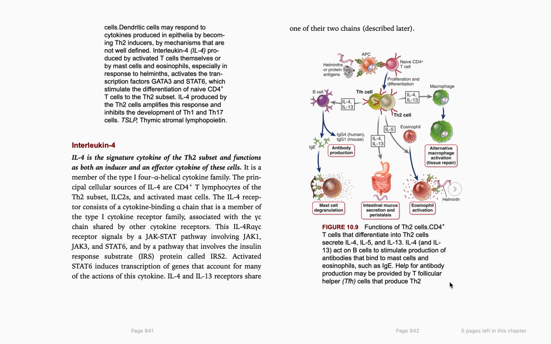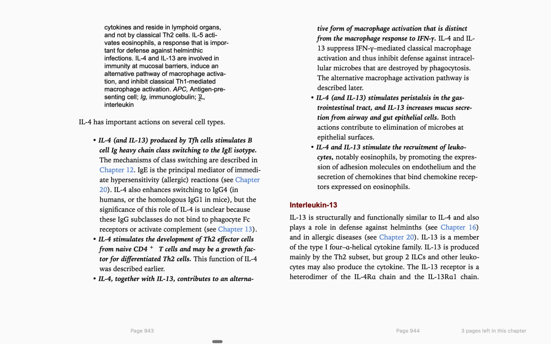So we continue here with this diagram. The cytokines reside in lymphoid organs and are produced not only by classical Th2 cells. Interleukin 5 activates the eosinophil, a response that is important for defense against helminth infection. Interleukin 4 and interleukin 13 are involved in immunity at the mucosal barrier, induce an alternative pathway of macrophage activation, and inhibit classical IFN-gamma mediated macrophage activation. So that's what is happening.